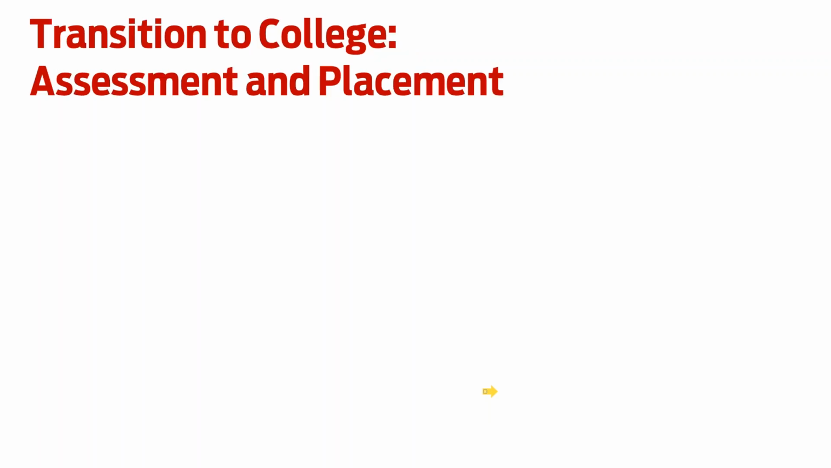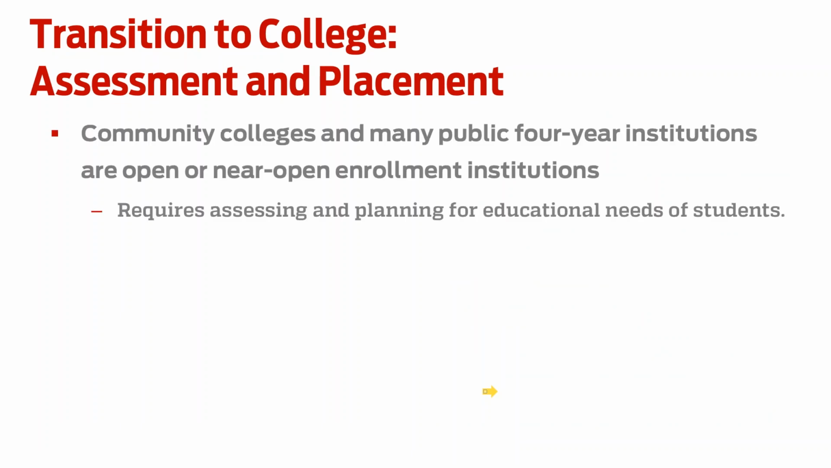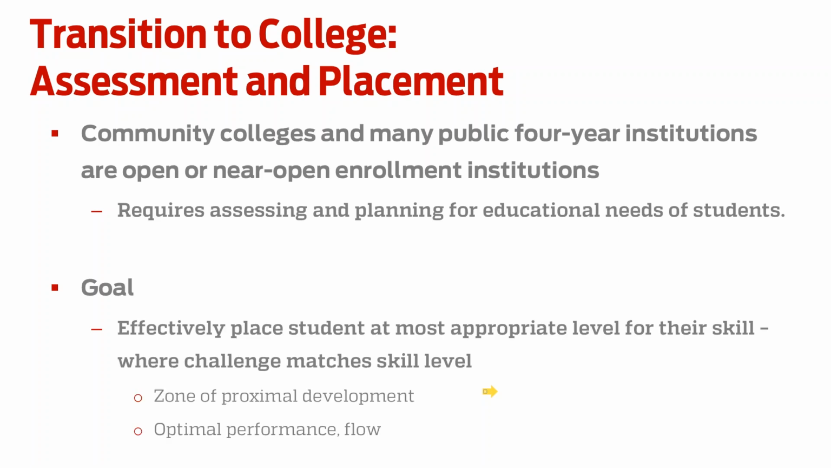So you've already had a lot of information from folks today about the transition to college assessment and placement. Most of our community colleges and many of our public four-year institutions are open or near open enrollment institutions. Being open enrollment requires some understanding of the educational needs of our students, because they may be coming with a wide variety of different levels of preparation, of different both academic and non-academic needs. And so we have to spend some time making sure that we are meeting those needs, right?